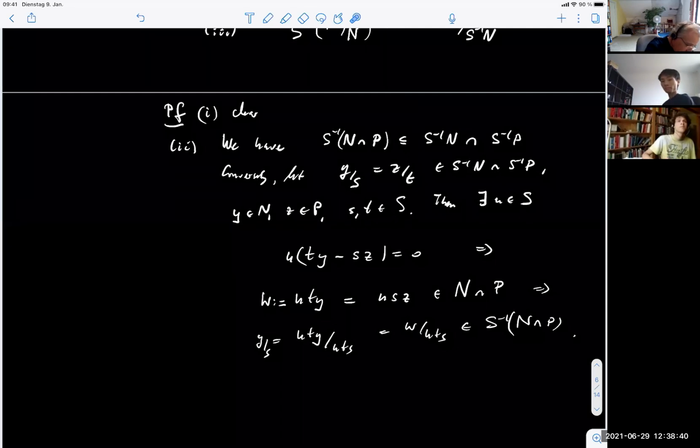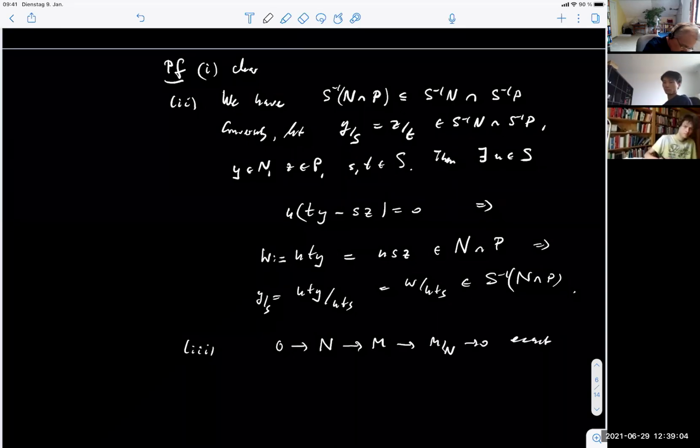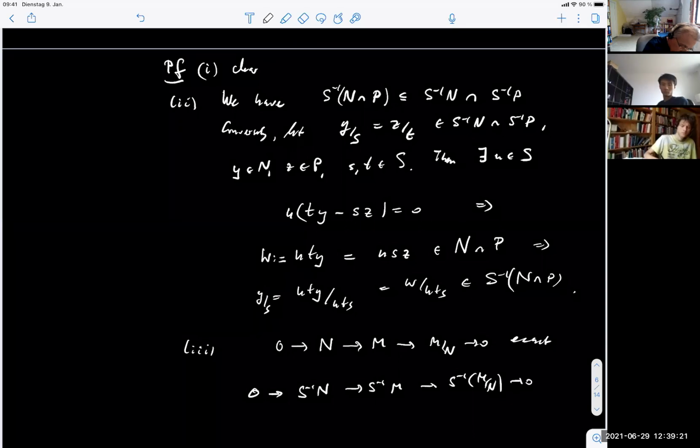Good. And how about the last thing, about the quotients? I have this short exact sequence, where N is a submodule of M. This is exact, I assume that. Then I apply my functor, and I know the functor S to the minus 1 is exact. So I get this exact sequence.